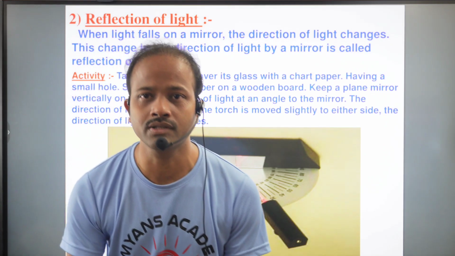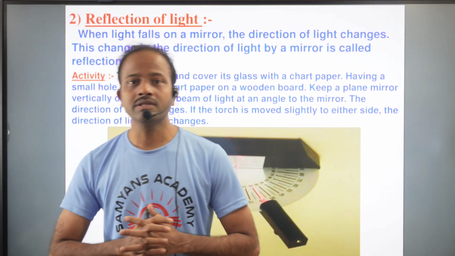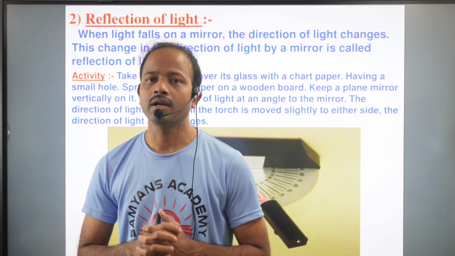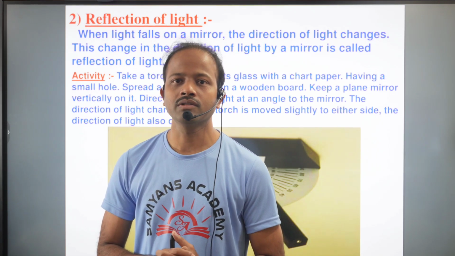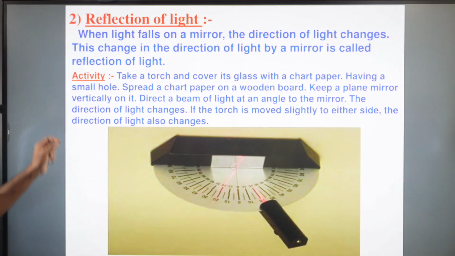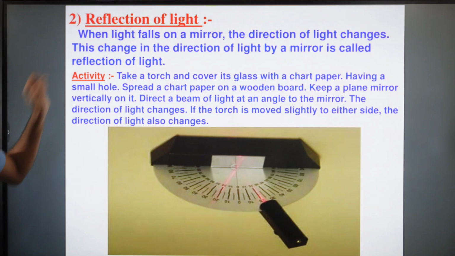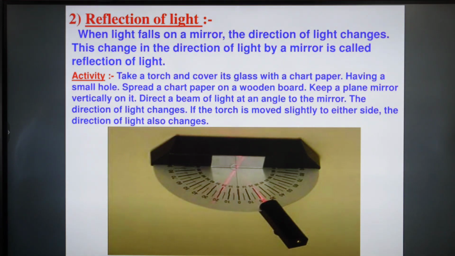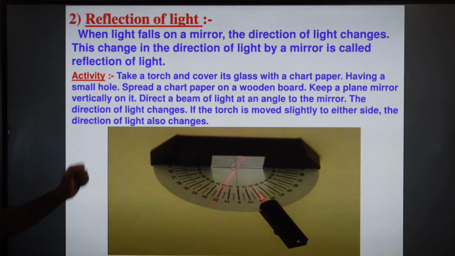What is reflection? Reflection means bouncing back of light. Bouncing back of light we call reflection. So when light falls on a mirror, the direction of light changes. This change in the direction of light by a mirror is called reflection of light.